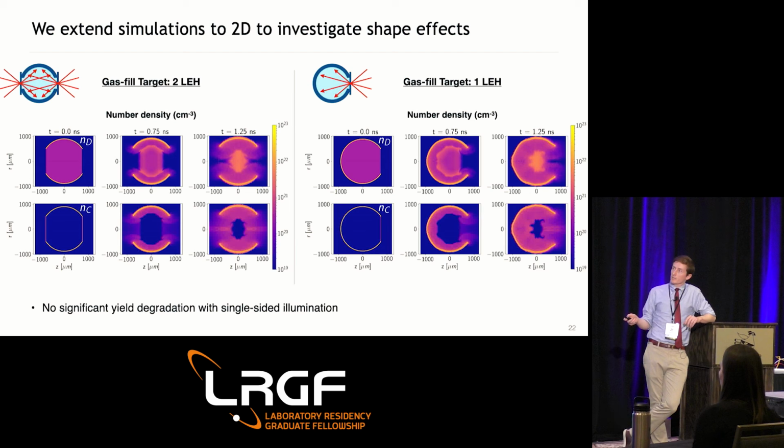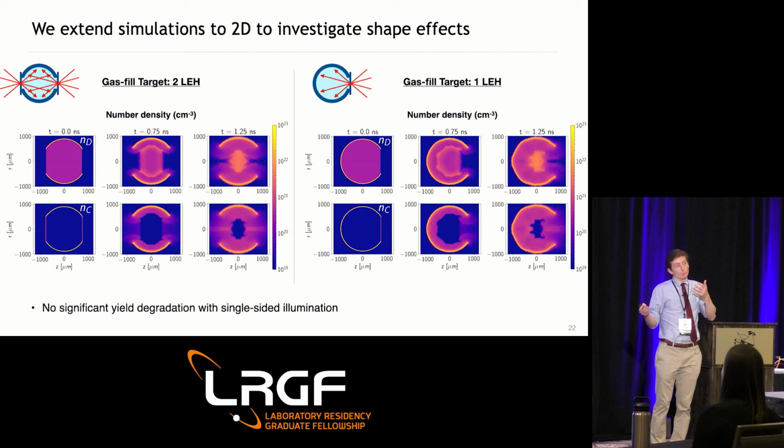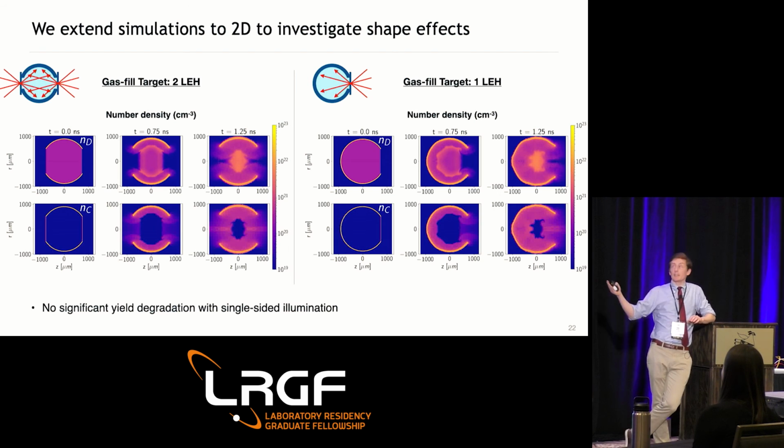On the top here is deuterium. Here we're plotting deuterium both in the shell and in the gas. You see it starts uniform, then you get some compression before you get this stagnated hotspot region here. And you get the same here for a target with only 1 window. The gist of this slide is that despite the change in shape, you still get a fairly round, symmetric hotspot that isn't really affected by whether you're running with 1 or 2 LEHs. In fact, the simulated yield for these is essentially identical, and that's what we see experimentally too.